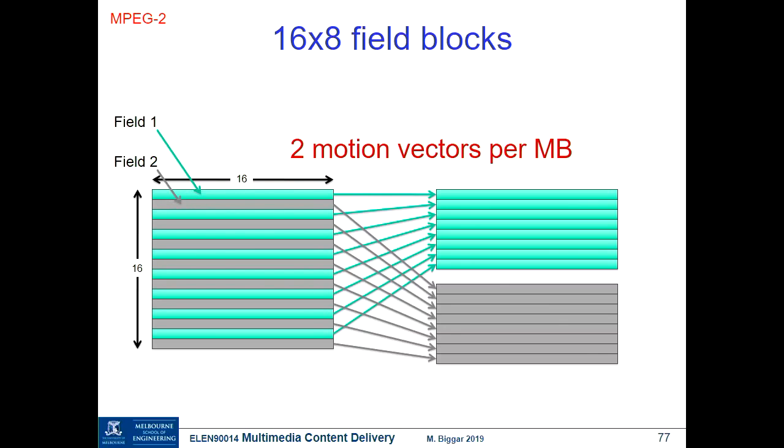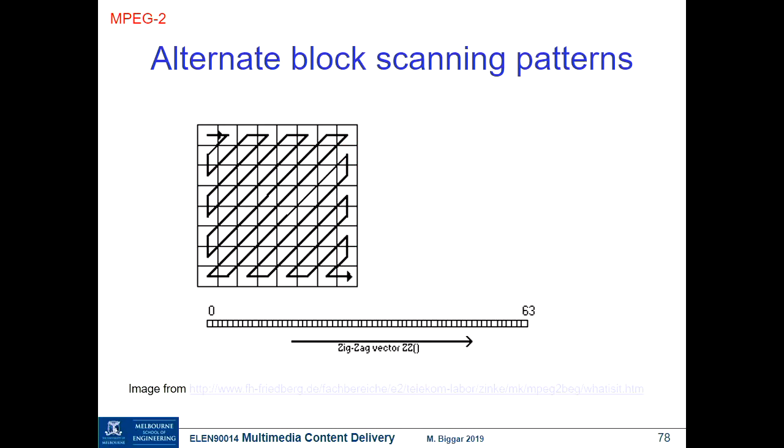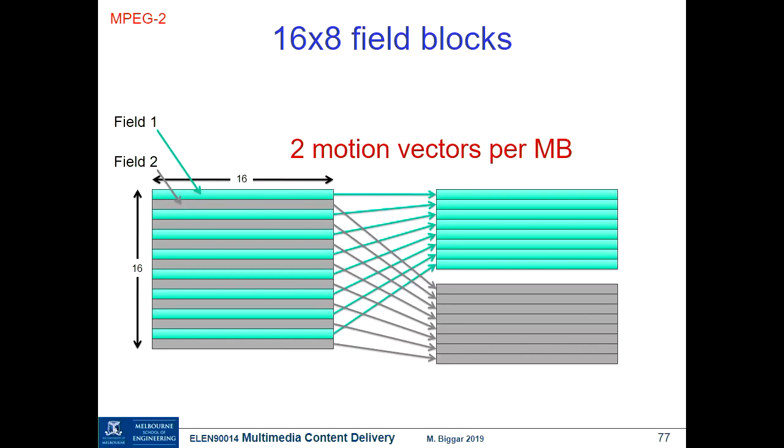Okay, so what are the consequences of that? Well, one is obviously that we have twice as many motion vectors, right? Because we've got one for each of these field blocks, whereas before we just had one for each full macro block.